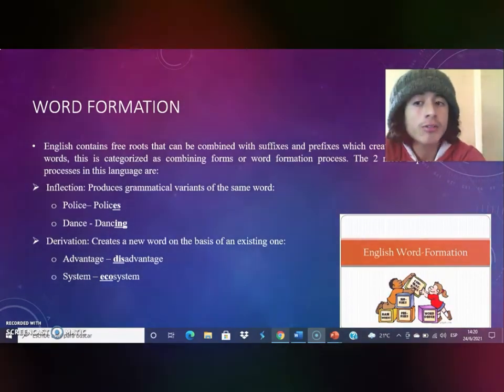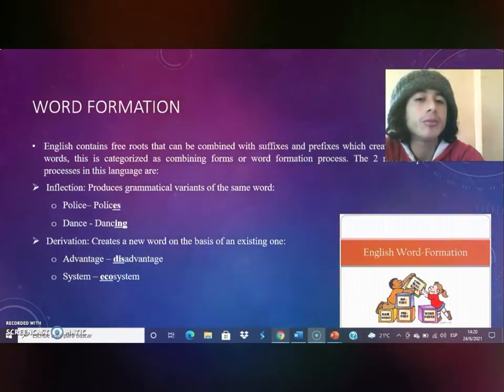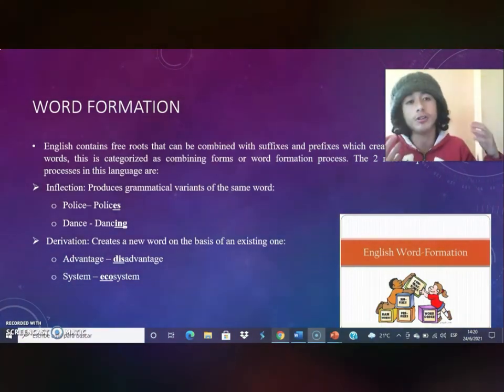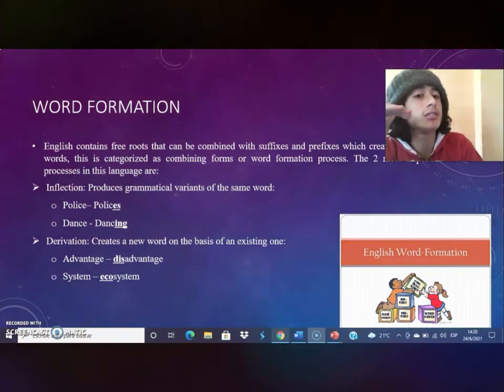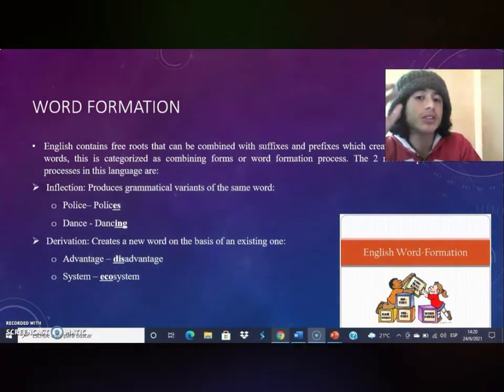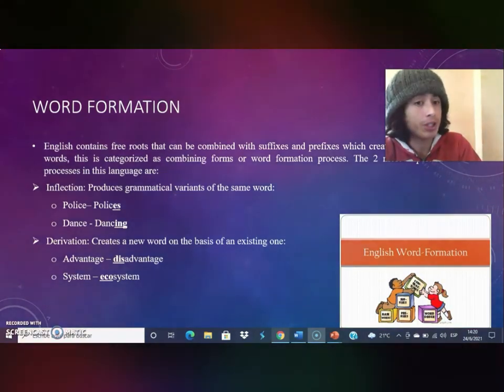As we know, English contains three rules that can be combined with an affix. What I mean is a suffix or prefix, which creates or modifies words. This is categorized as combining forms of the word formation process.